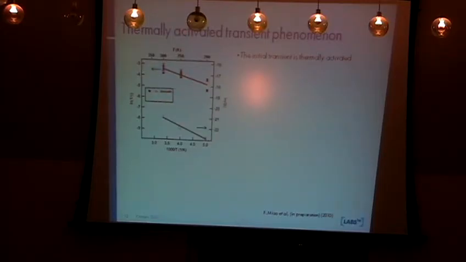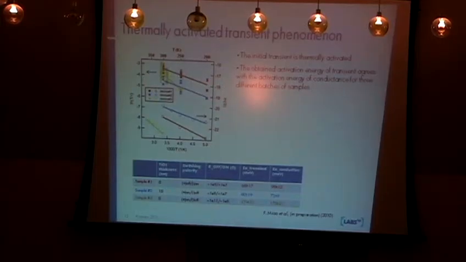At the same time, we also plotted the log conductance of the same device versus 1 over T on the right axis. And similarly, we can also extract the activation energy of the conductance for this device. So next, we also did more devices, as shown by this blue curve and the green curve here. And we find the obtained activation energy of transit agrees with the activation energy of the conductance for all those 3 devices out of 3 different batches of samples.